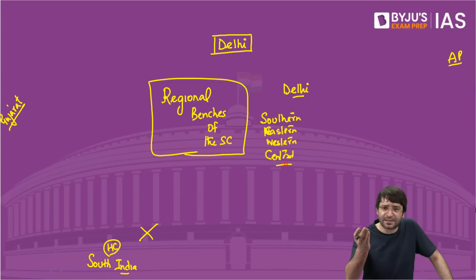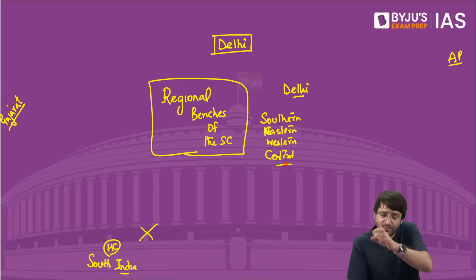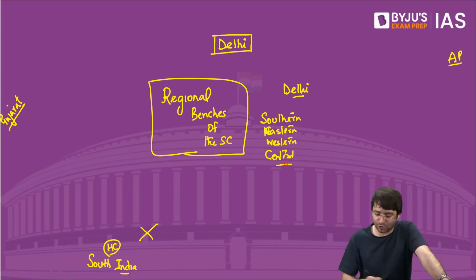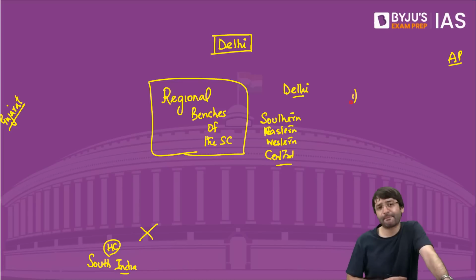Law Commission of India says, we agree with this. Should happen. Regional benches should be set up. State governments say, we agree. Regional benches should be set up. Union Ministry of Law and Justice says, we agree. It should happen. Bar Council of India says, we agree. It should happen. Supreme Court says, we don't agree. It should not happen. Why? The Supreme Court gives 2 reasons.